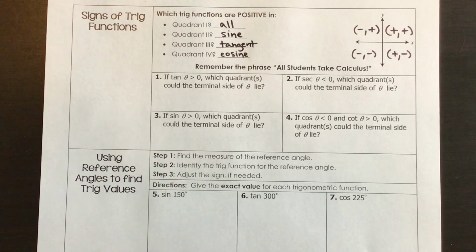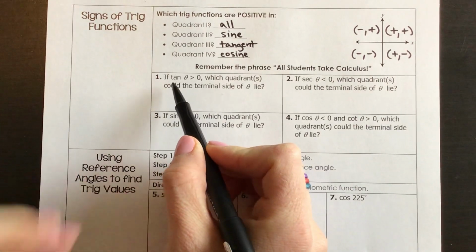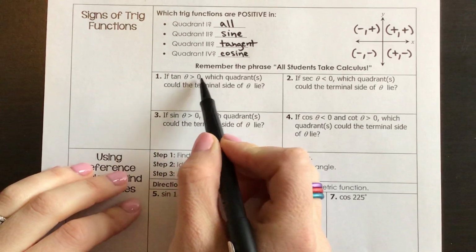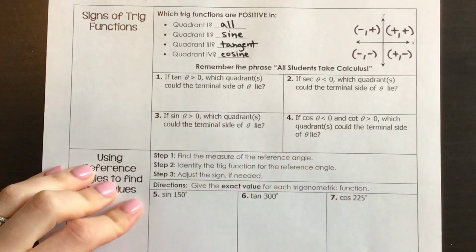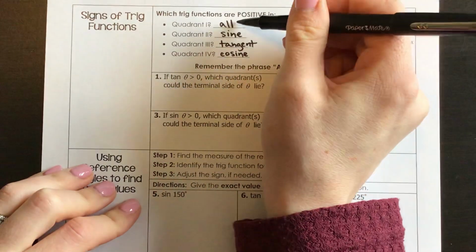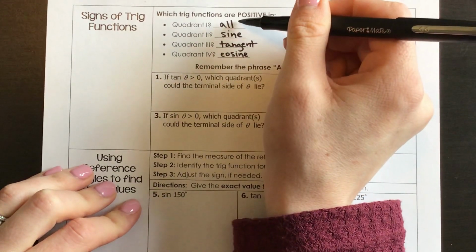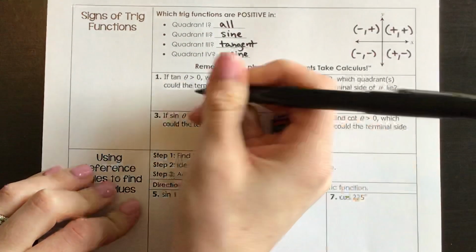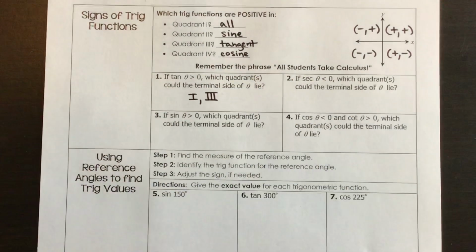So let's take those ideas, expand them a little bit into these 4 problems down here. So number 1, kind of like going into it, if you know that tangent is going to be positive, which of the quadrants could the terminal side of theta lie? So if tangent's positive, that would be this category or this category. So here, all of them, that means sine, cosine, and tangent, and then just tangent. So the answer here would be either quadrants 1 or 3.